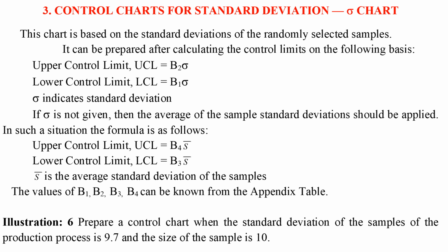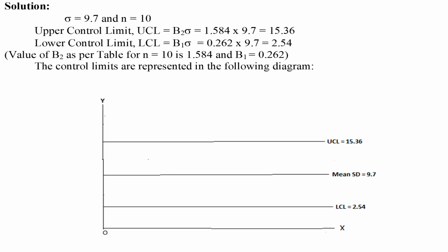Illustration 6. Prepare a control chart when the standard deviation of the samples of the production process is 9.7 and the size of the sample is 10. Solution. Small sigma equals 9.7 and n equals 10. Upper control limit, UCL equals B2 small sigma equals 1.584 by 9.7 equals 15.36. Lower control limit, LCL equals B1 small sigma equals 0.262 by 9.7 equals 2.54. Value of B2 as per table for n equals 10 is 1.584 and B1 equals 0.262. The control limits are represented in the following diagram.